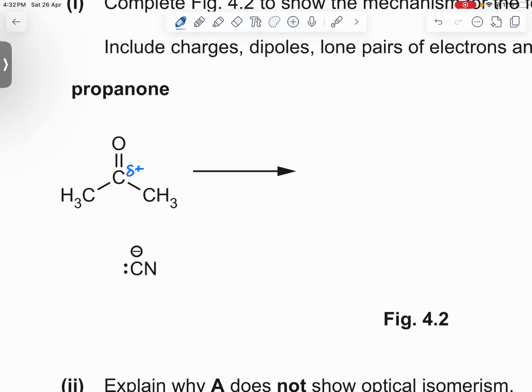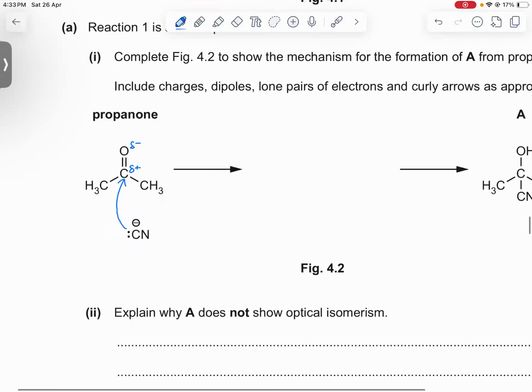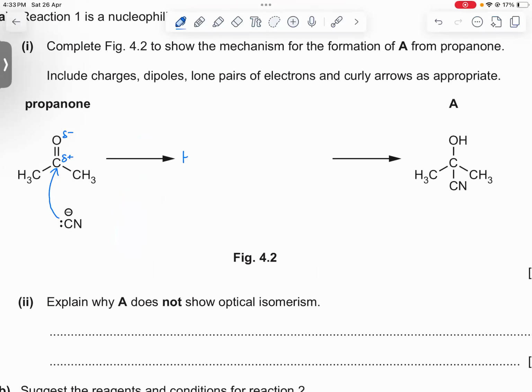So this is partial positive, this is partial negative. This is a very standard situation that takes place. All right, and then we see one bond going to oxide. So we see H3C carbon oxide with a lone pair and a negative charge. All right, and carbon is joined with a CN and it's joined with a CH3.